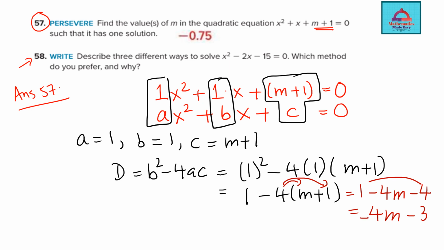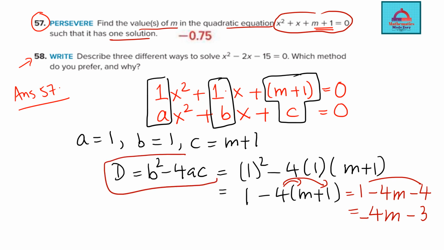Now what is given? Find the values of m in this quadratic equation, the one that we just took, such that it has one solution. So if it has one solution, then the discriminant has to be 0. This is the condition. So for one solution or equal roots, discriminant has to be equal to 0. So that means this whole thing, the one that we found, has to be 0. So let's find the value of m.